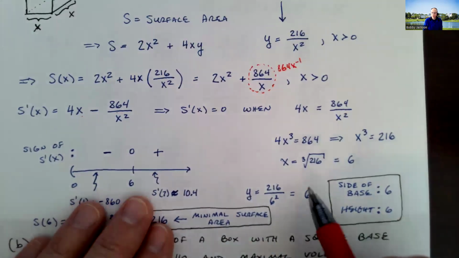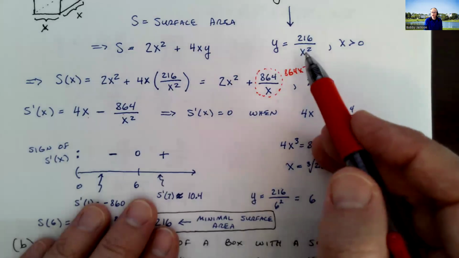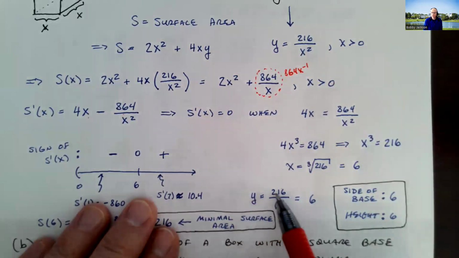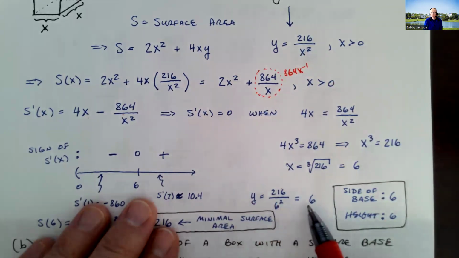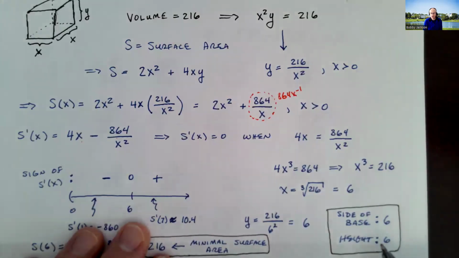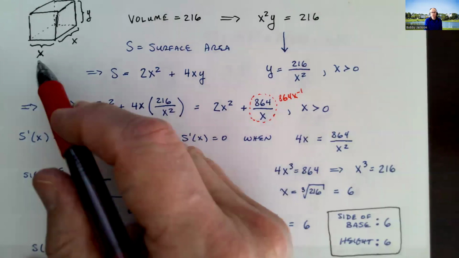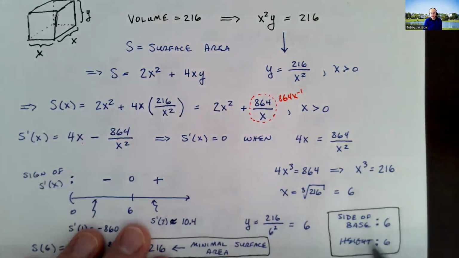Okay, we want the dimensions in that case, first of all. So we have x. What's y going to be? Remember, y is 216 divided by x squared. So if I plug in 216 divided by 6 squared, which actually gives me 6, then the side of the base is 6 and the height is 6. So what shape are we actually talking about in this case for our box? It's a cube, right? A cube has length, width, and height all equal, and that's exactly what's happened here. To minimize the surface area, the shape is a cube.